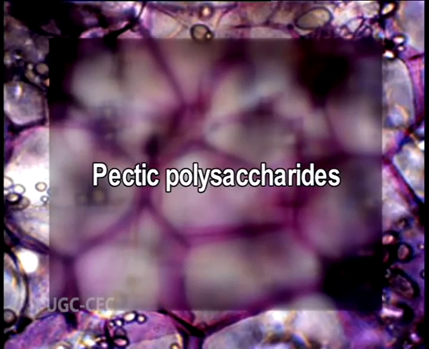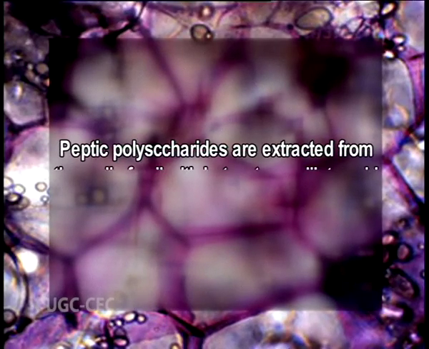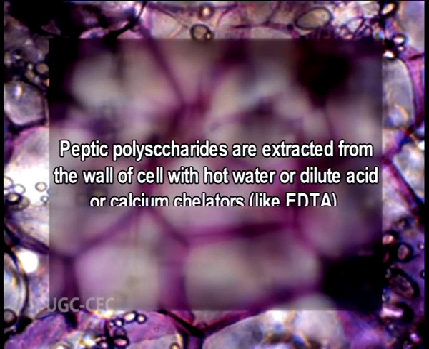Now, third, pectic polysaccharides. Pectic polysaccharides are polymers primarily of beta-1,4-galacturonans. They are branched or unbranched polysaccharides and are helical in shape. Divalent cations like magnesium and calcium also form cross-links to join adjacent polymers, creating a gel. These are extracted from the wall of the cell with hot water or dilute acid or calcium chelators like EDTA. They are the easiest constituents to be removed from the wall.